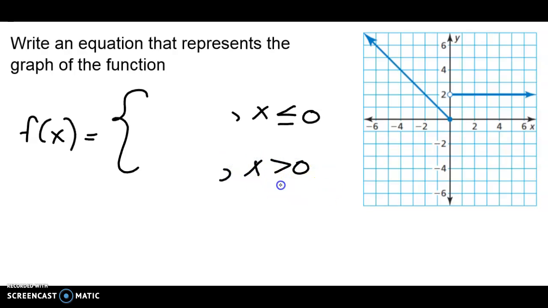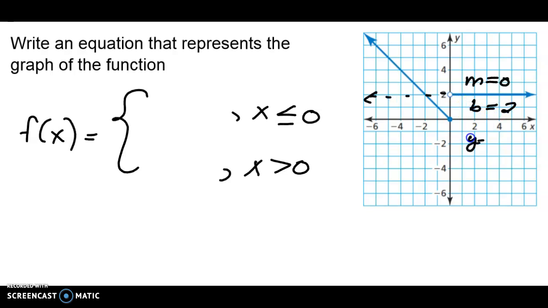So for the domain x is greater than 0, I mentioned earlier that it's moving at a constant rate. So that means the slope is 0, right? Because it's not moving vertically, but it's just going horizontally. So m is equal to 0. And the y-intercept is positive 2. So if you extend this one, it will cross your y-axis at y is equal to 2.